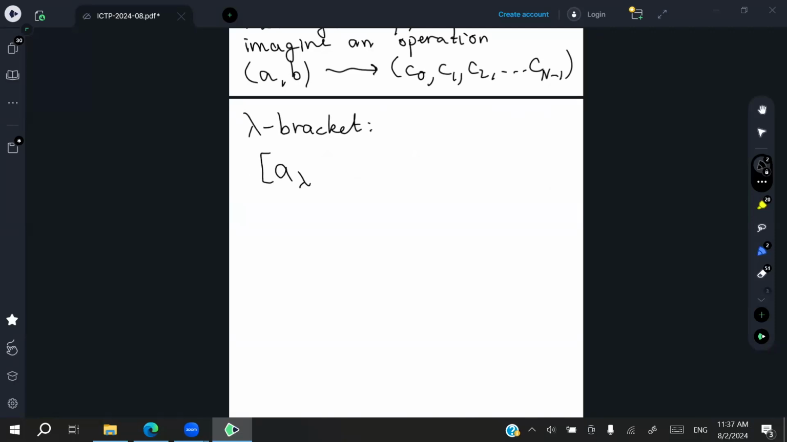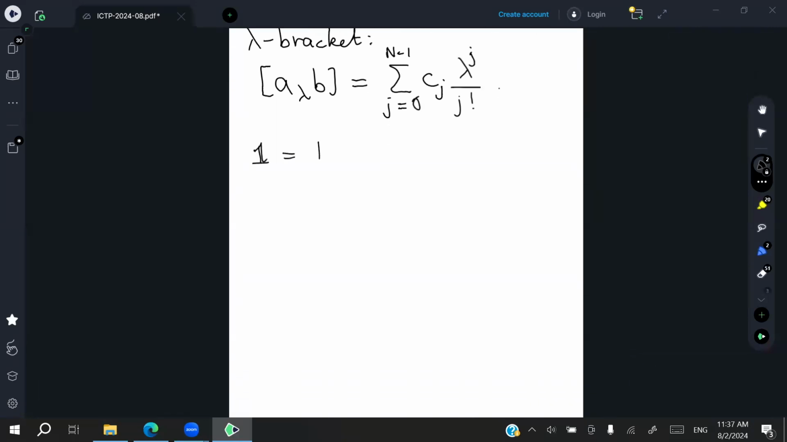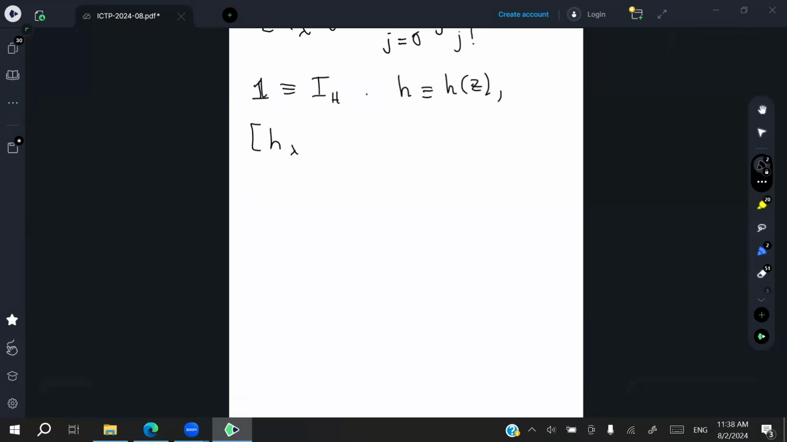So what we do is we define A lambda B to be sum of these Cj's. J goes from 0 to n minus 1. And we put lambda to the j over j factorial, okay? And again, this j factorial you can think of as a purely conventional device. Obviously, we didn't have to put j factorial, but it turns out later on the formulas that we're going to derive are nicer when we have this factorial there. So we just put it in from the beginning. So let's write 1 for this unit quantum field, and H for H of Z, then this lambda bracket is saying that H lambda H is 0 plus lambda times 1.